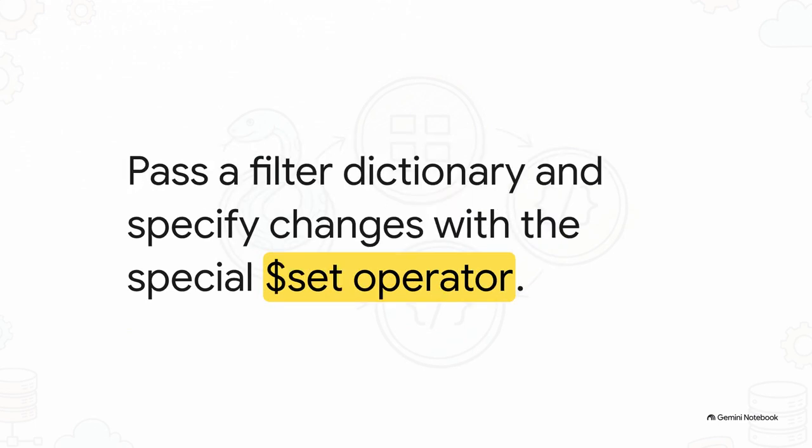Updating works in a very similar way. It takes 2 arguments. First, a filter dictionary to identify the exact documents you want. Second, a change dictionary. Now notice the special $set operator here. That tells MongoDB precisely which fields to modify. Without that, you might accidentally overwrite the rest of your entire document, and nobody wants that.